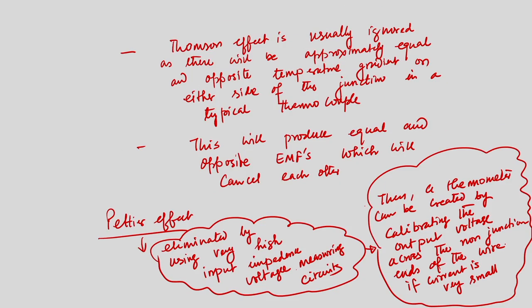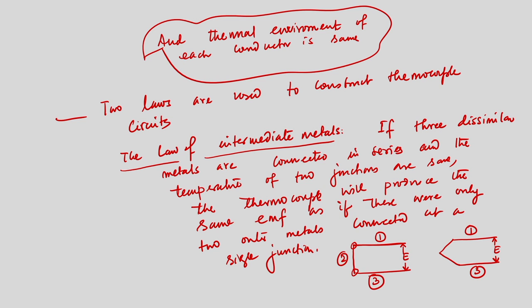Now, the other end temperature will definitely be higher than the temperature of the reference bath. As I said, if the other end is placed in a place where the temperature is higher than the temperature of the reference bath, we can have an output voltage across the non-junction ends, and by calibrating this voltage, we can measure the temperature.